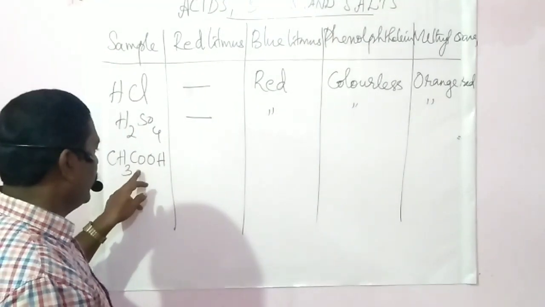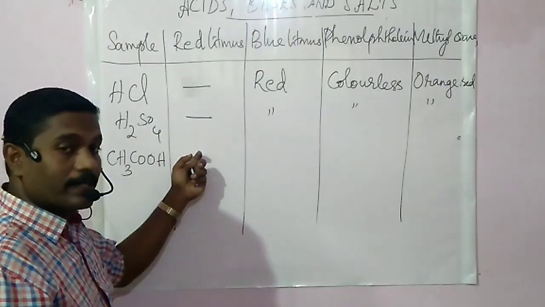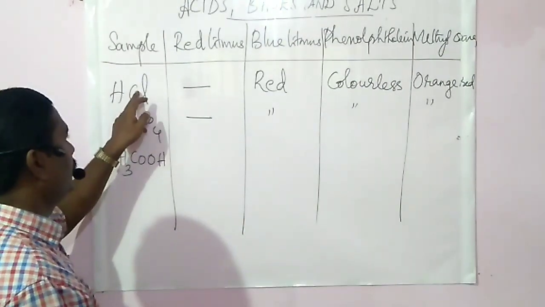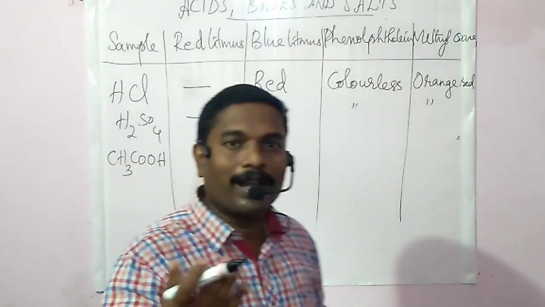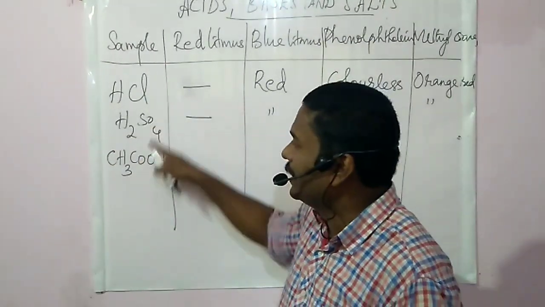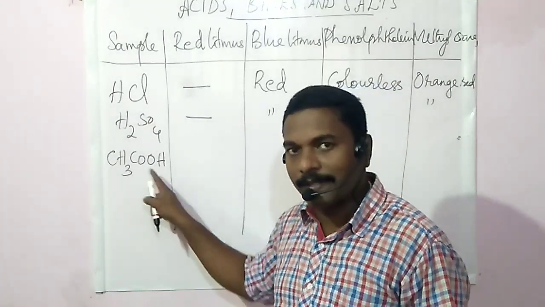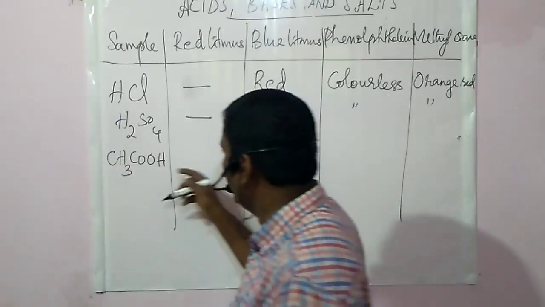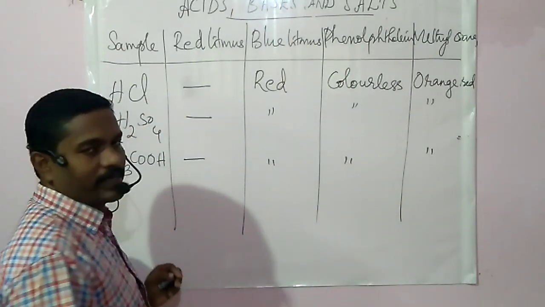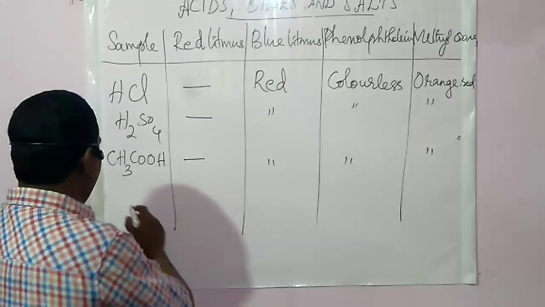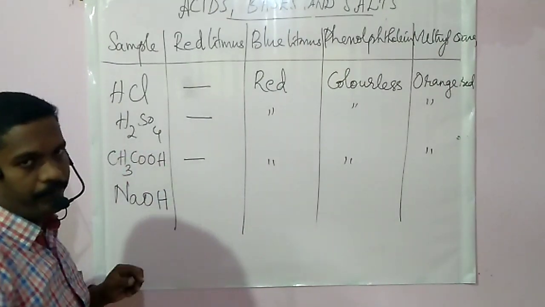Acetic acid is an organic acid, chemical in nature the same as HCl or H2SO4, but not as strong as these acids. That is, they are known as weak acids. We shall discuss that later. They show the same properties as the other acids. Then the next one, NaOH, sodium hydroxide.